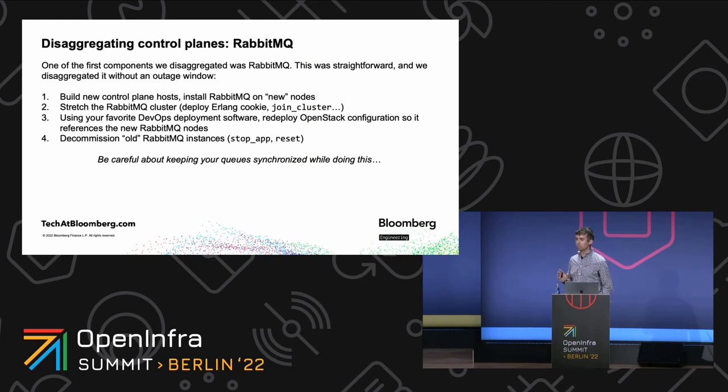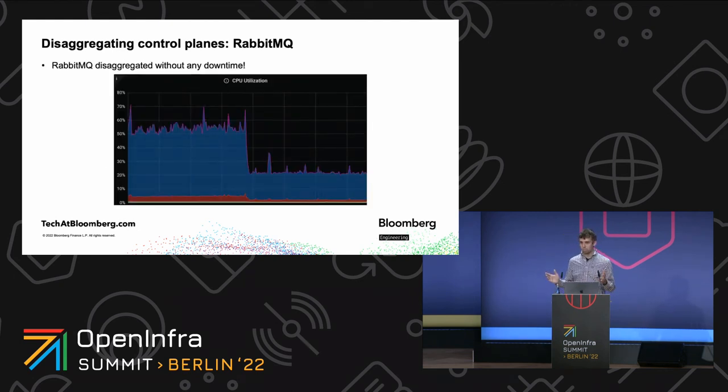If you have containers, this is probably trivial, but even if you don't have containers, you can just basically stretch your Rabbit cluster, point all of your configurations towards the new nodes you stretch, and then just remove the old ones. The only thing to be careful of is to make sure you keep your queues synchronized when you do this. So really quick, in a bind, we just moved Rabbit off to some other nodes and farmed out our control plane a little bit, and we were good to go.